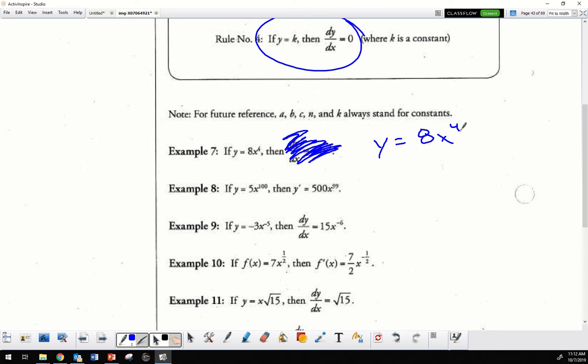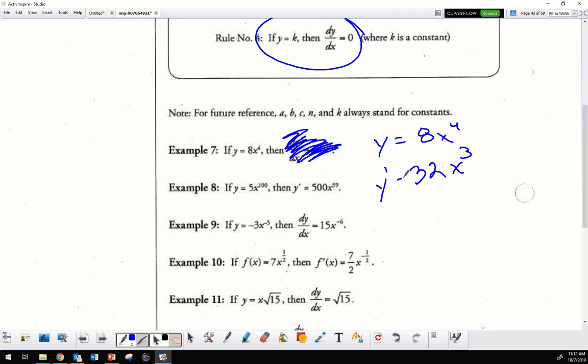All right, so now I'm going to do the power rule, so that means I'm going to take that exponent and multiply it out front. So 8 times 4 gives me 32x to the third, because I'm going to subtract 1. Okay, and that would be my y prime. There we go. Yes? Okay, so all the rest of them are pretty basic and the same thing.